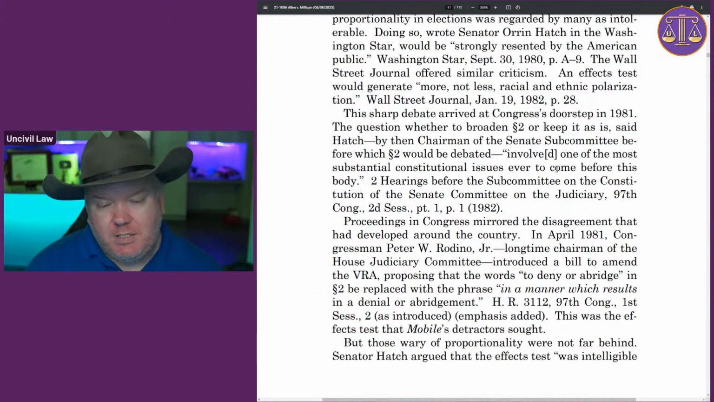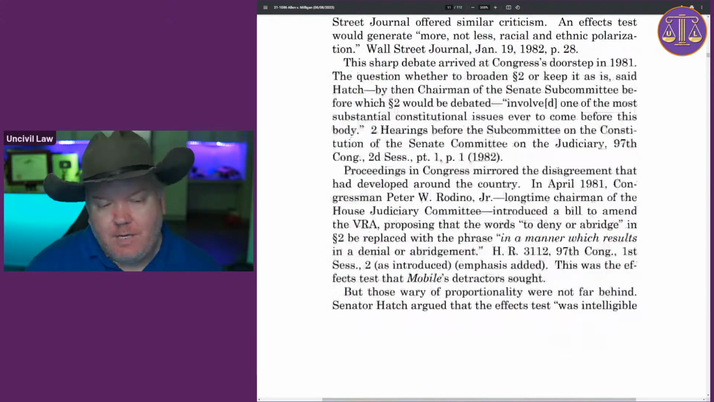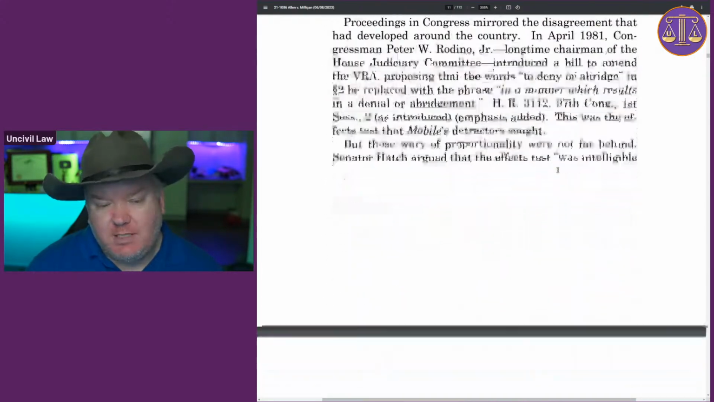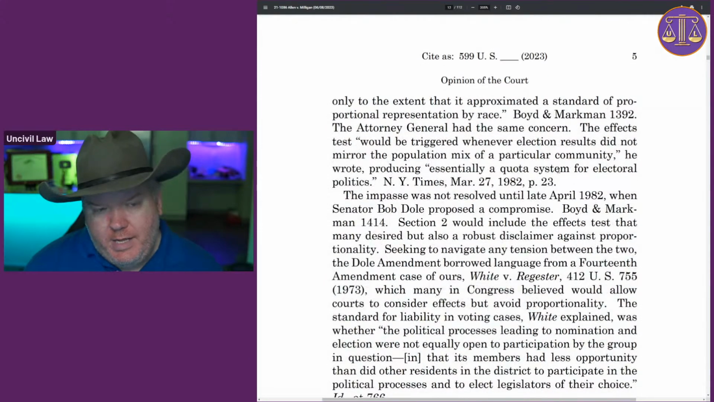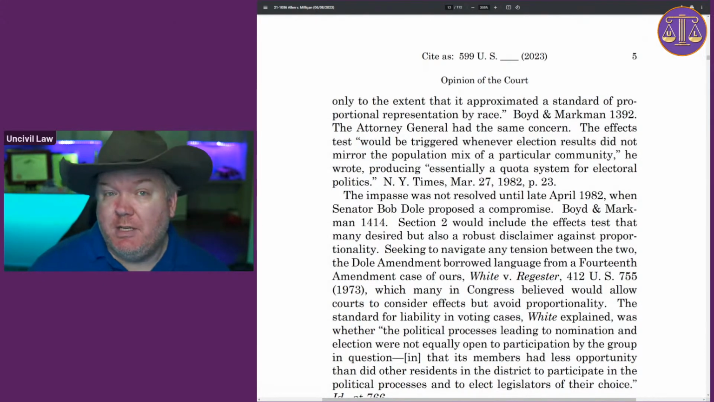But worries about proportionality were not far behind. Senator Hatch argued the effects test was intelligible only to the extent it approximated a standard of proportional representation by race. The Attorney General had the same concern. The effects test would be triggered whenever election results did not mirror the population, he wrote, essentially a quota system. The impasse was not resolved until late '82, which is pretty fast for Congress, to be quite honest, but okay.